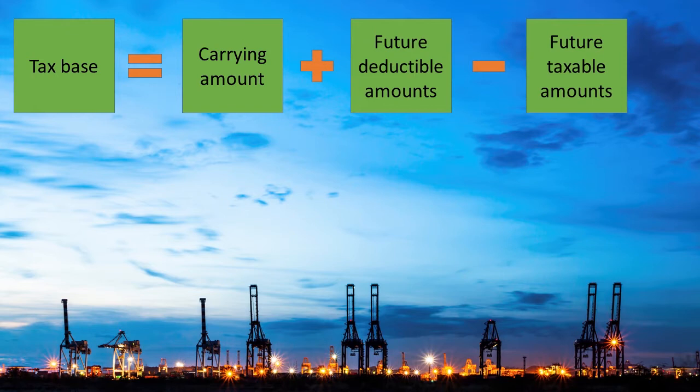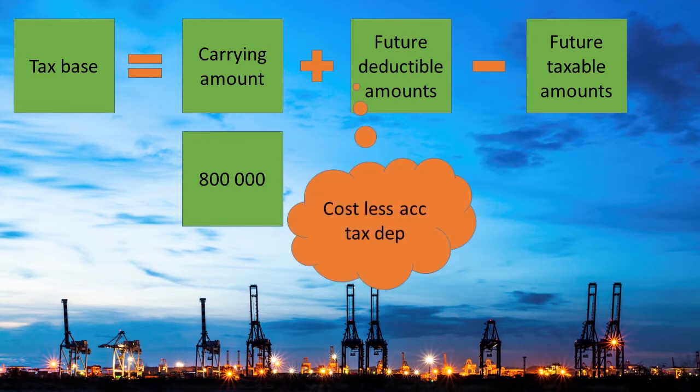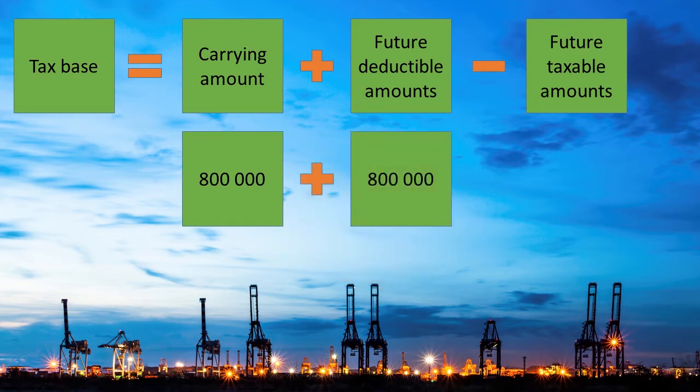We know that the carrying amount is $800,000. The future deductions are calculated as the cost less accumulated tax depreciation. If the tax depreciation is the same as accounting depreciation, then the future deductible amount will equal $800,000. Future taxable amounts simply represent the amount that will be taxed in the future.